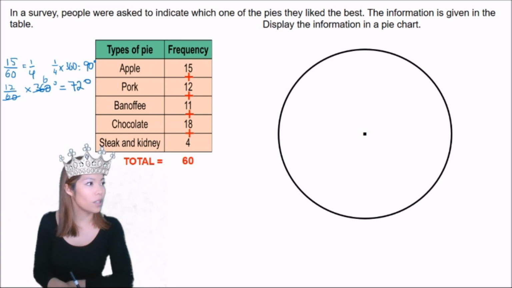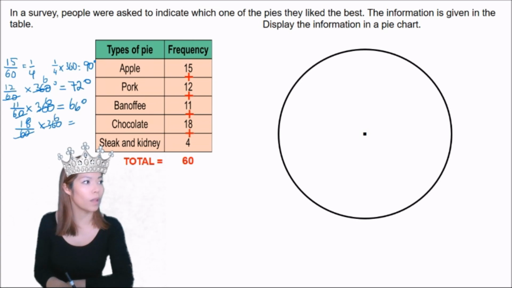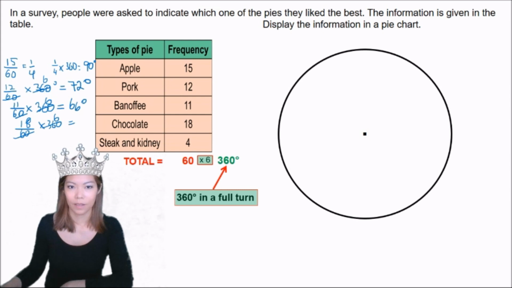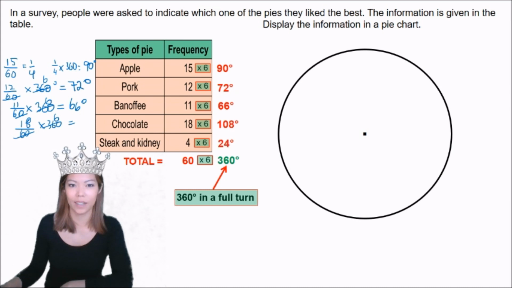And we can continue doing this where we write the fraction over the total times 360 to figure out our numbers. And we can see that there is a pattern here, if you haven't noticed yet. Let's have a look at one more: 18 over 60 times 360. You can see that all we're doing is multiplying by 6. So we get 90, 72, 66, 108, etc.